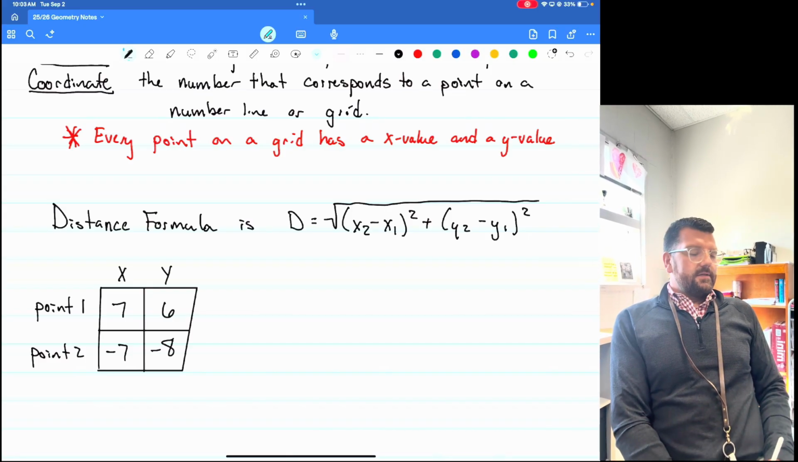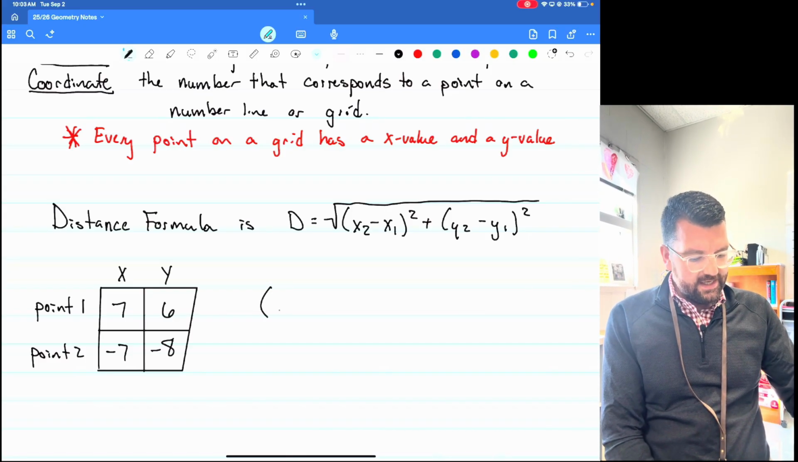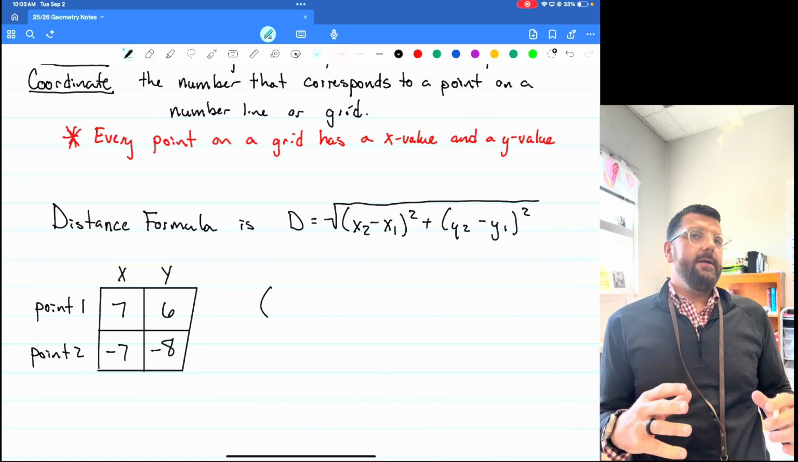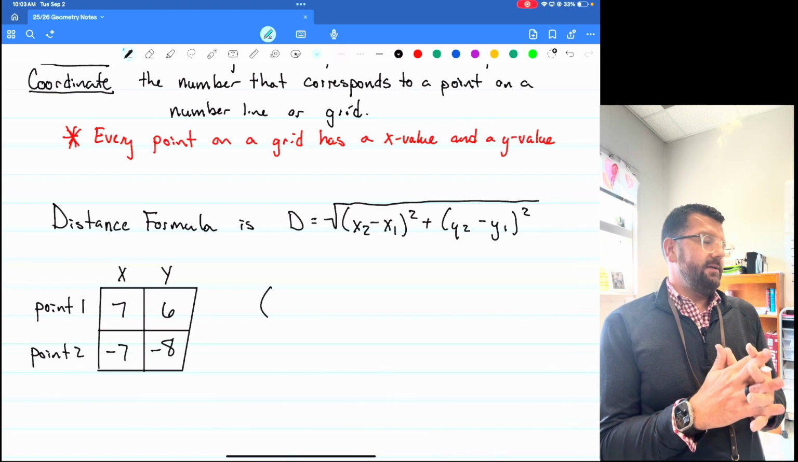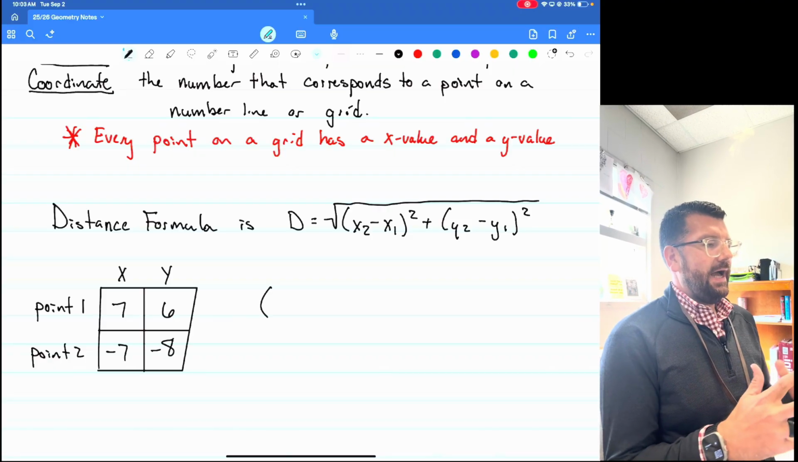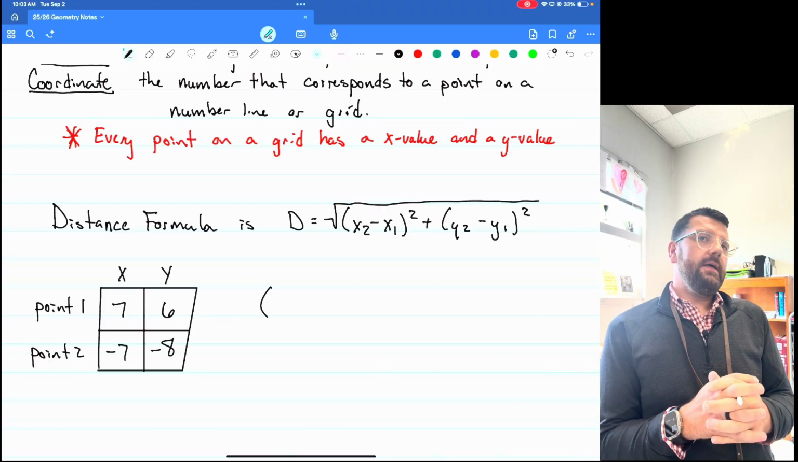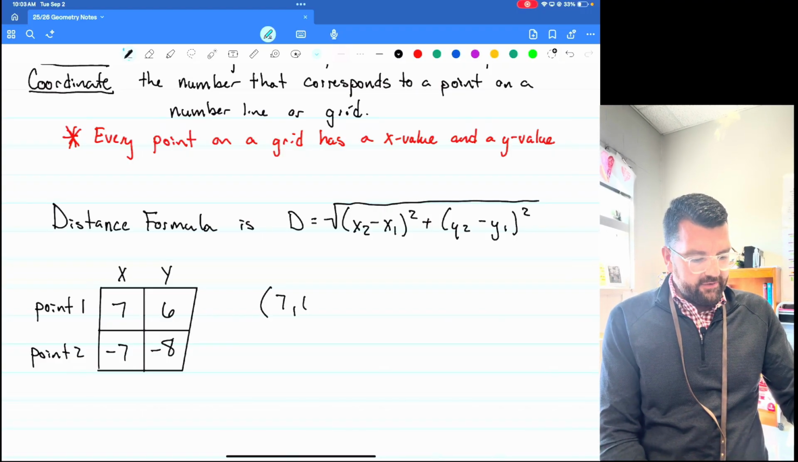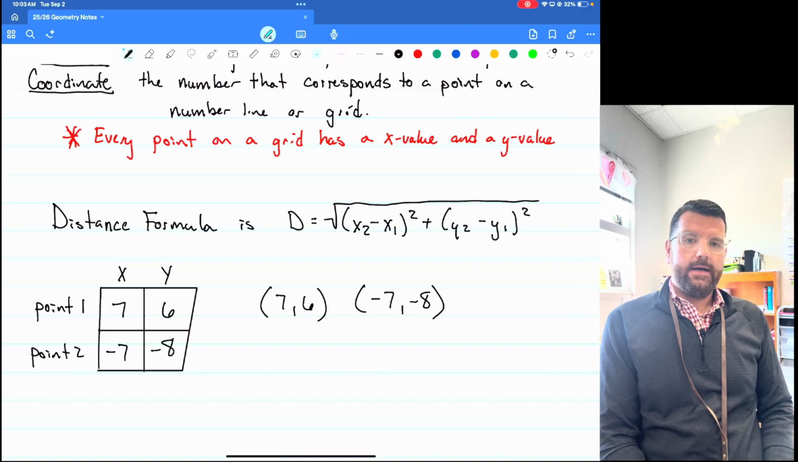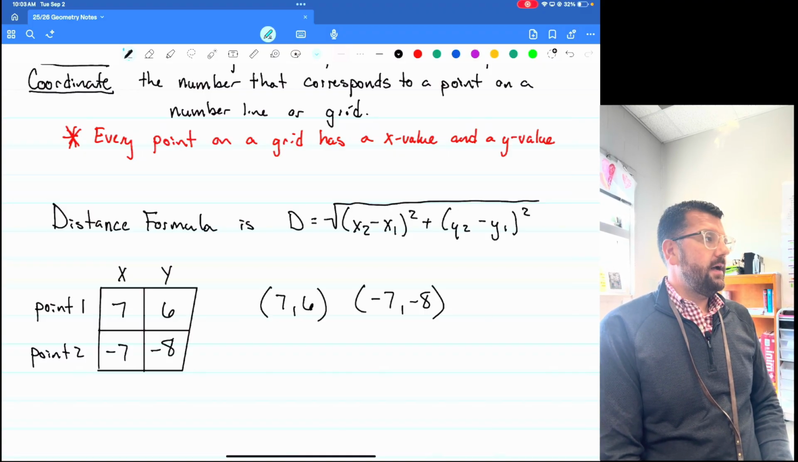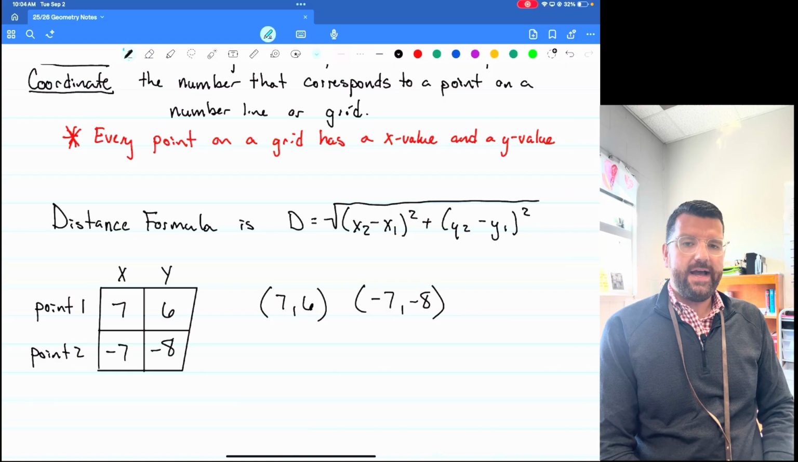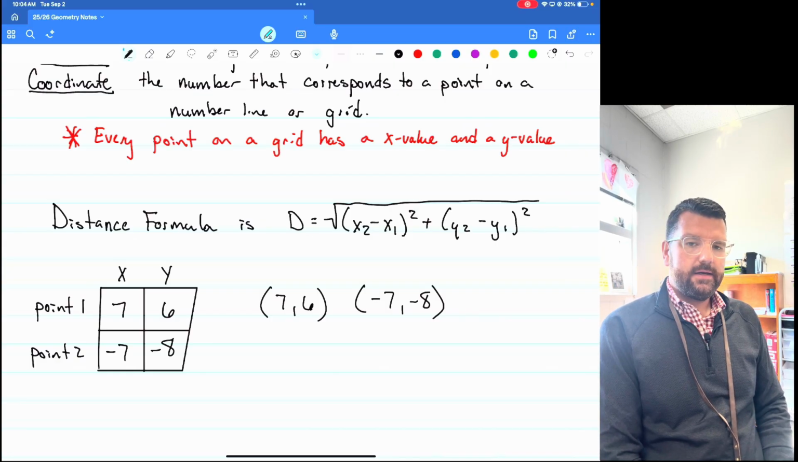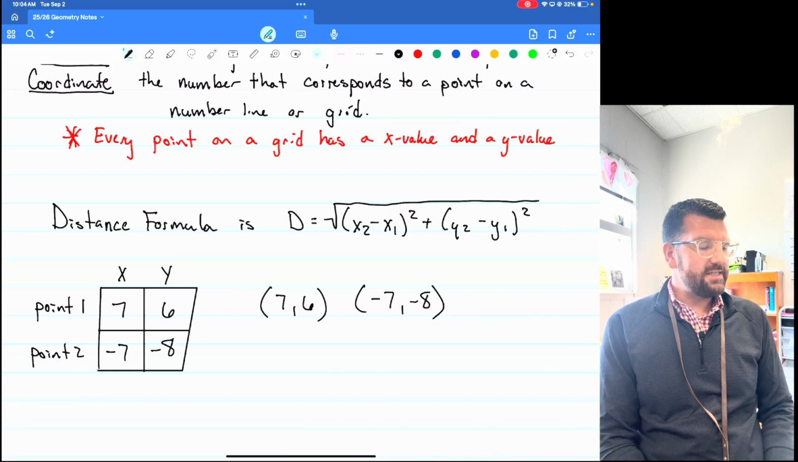The box helps us see it very specific. And you may want to use the box method in this regard. I don't always do it this way, but it may visually help you see it. What we have here is a point that is 7, 6, and a point that is negative 7, negative 8. 2 points here. They have a distance between them, and I could find that distance by using the distance formula.